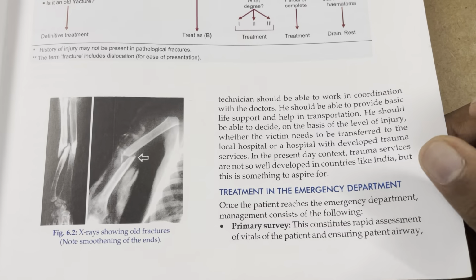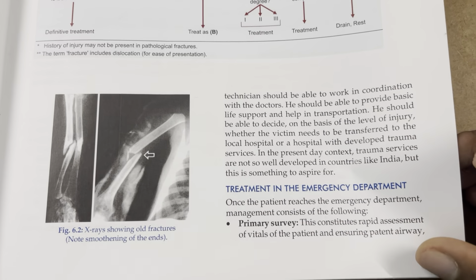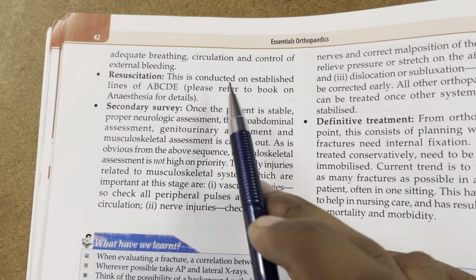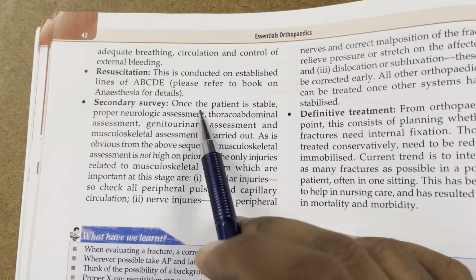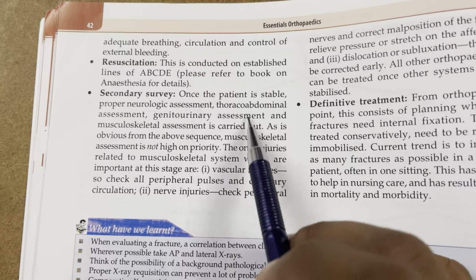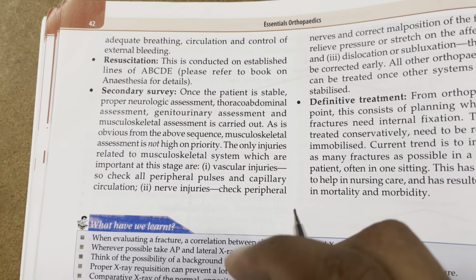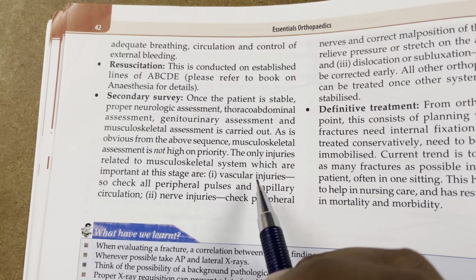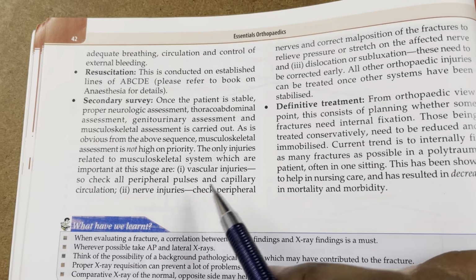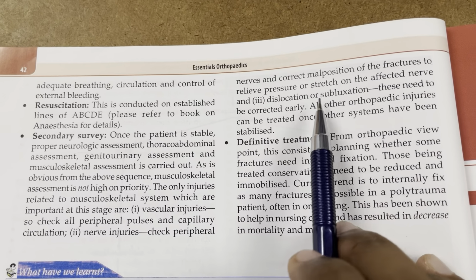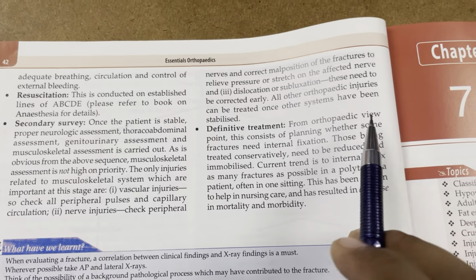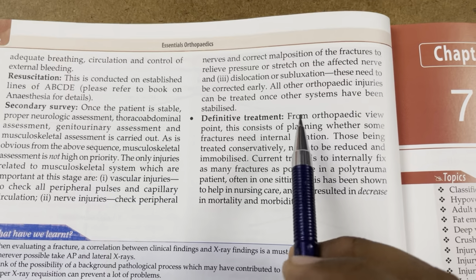So this constitutes, especially in the emergency department, once the patient reaches, you'll start with the primary survey. So there is rapid assessment of airway, breathing, and circulation, so the ABCs. So again, resuscitation as well, and then that is followed by the secondary survey. So you will do a proper neurological exam, thoracoabdominal assessment, genitourinary and musculoskeletal assessment. Okay, so musculoskeletal assessment is not high on priority. So the only injuries which are important at this stage are vascular injuries. So you check all the peripheral pulses and the circulation, nerve injuries, okay, and any dislocation or subluxation. They need to be treated early. Other important things can take precedence before them.